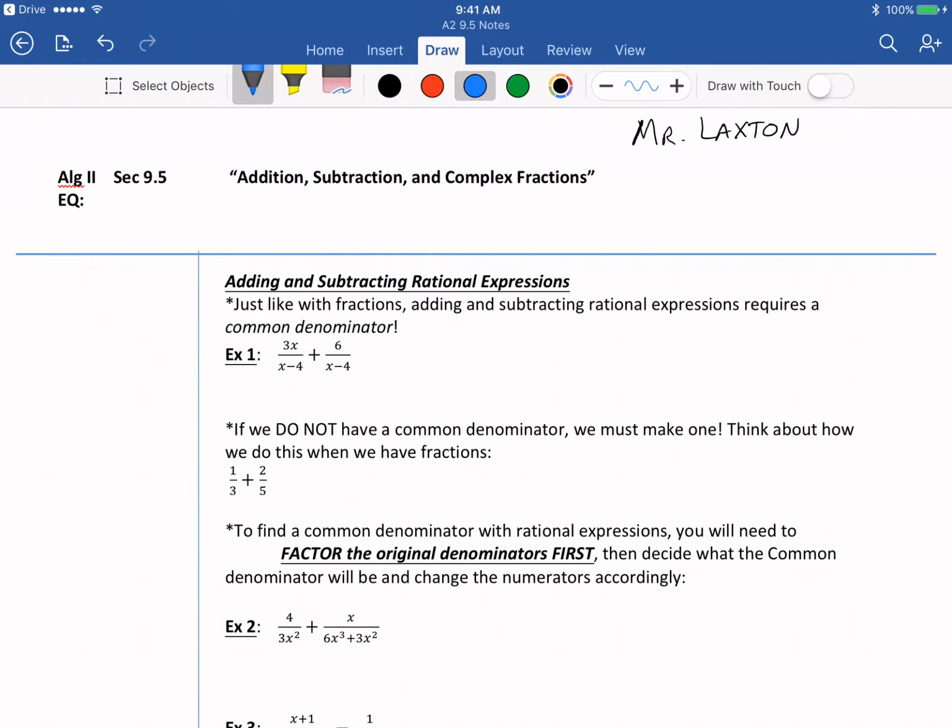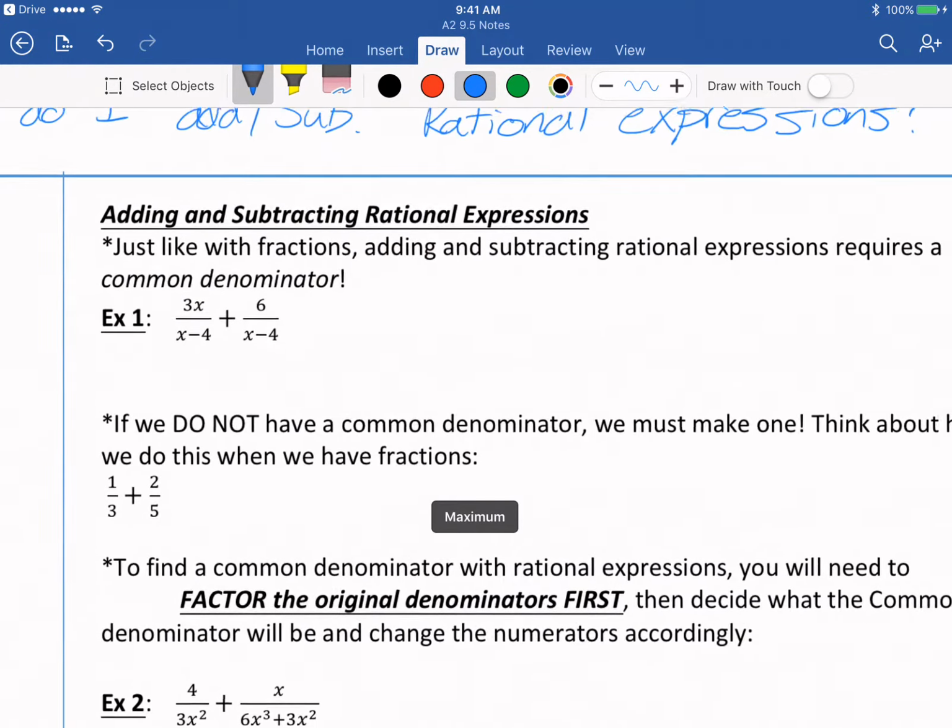So my essential question for today is: how do I add and subtract rational expressions? All right, so we're going to look at adding and subtracting these rational expressions.